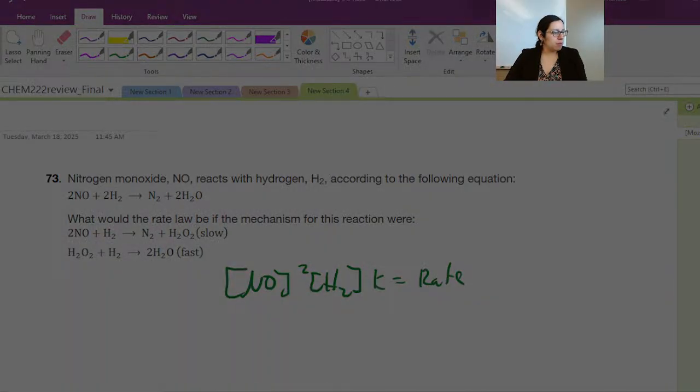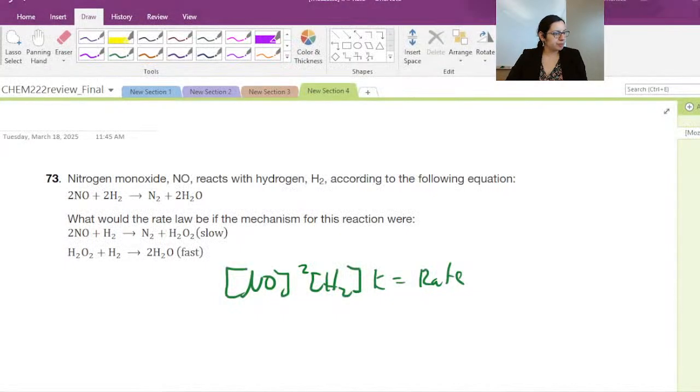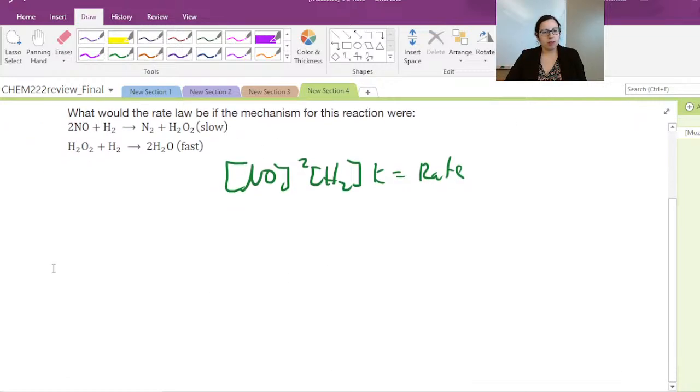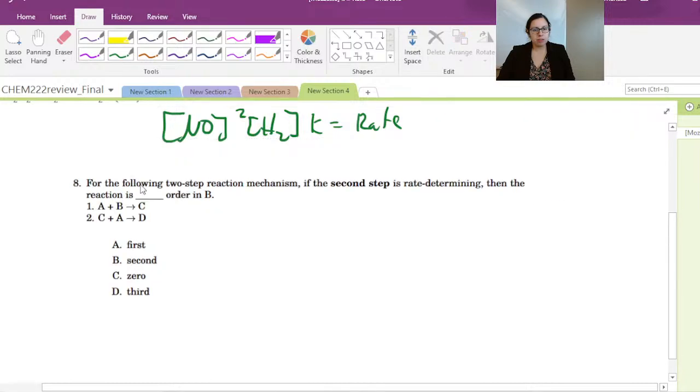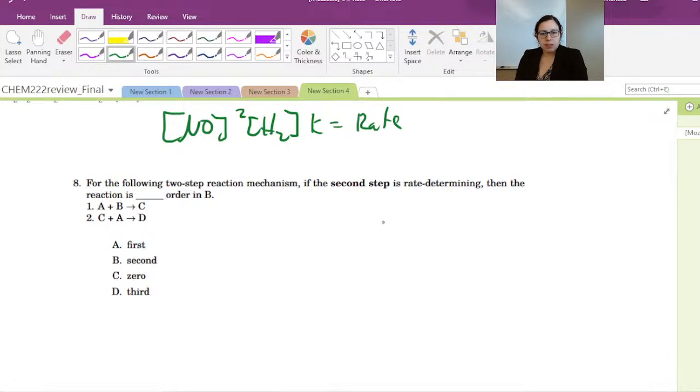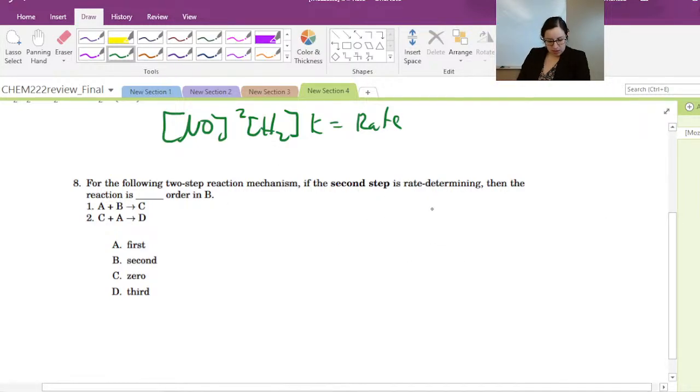So then let's look at our quiz again. We'll look at a problem, but then we'll kind of take it another way. So I think this was on your quiz from chapter 18. So first it would ask you, so now we have a two-step mechanism. It tells us our second step is rate determining. So what's our reaction in regards to B? So take a moment and kind of remember that.